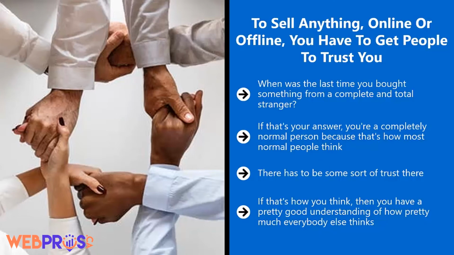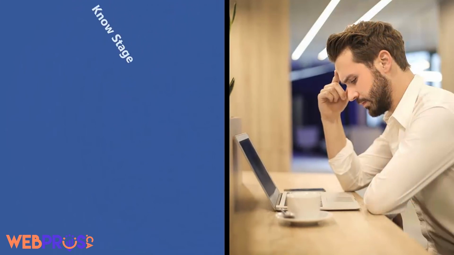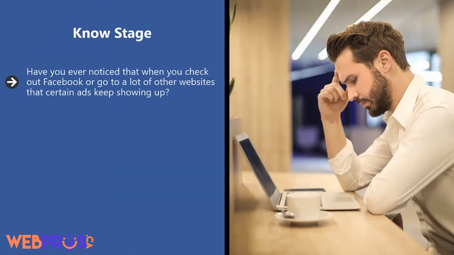This is why the sales funnel is broken down into 3 stages. It all leads to trust. Know stage. Have you ever noticed that when you check out Facebook or go to a lot of other websites that certain ads keep showing up? You may be thinking to yourself, why is the company behind that ad blowing all that money to keep showing me the same ad over and over? Well, this is called the rule of 8.